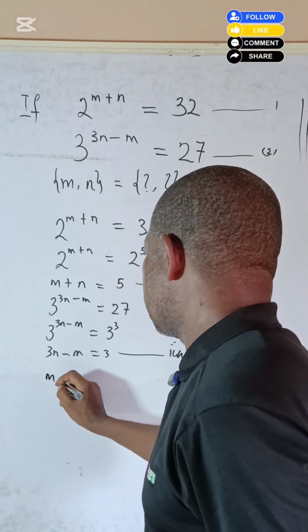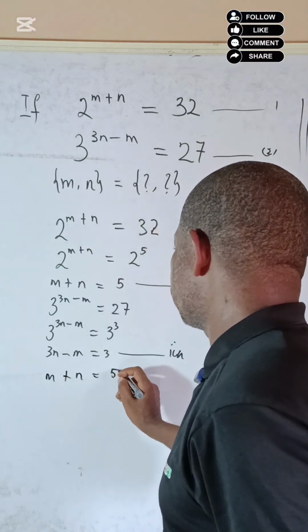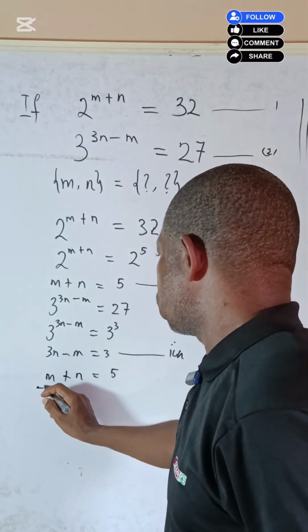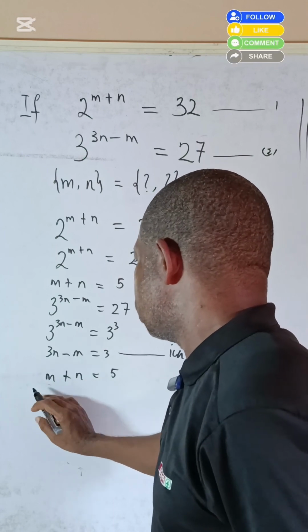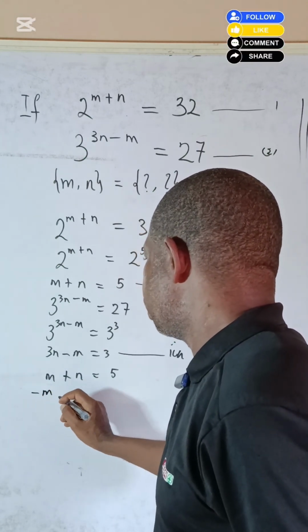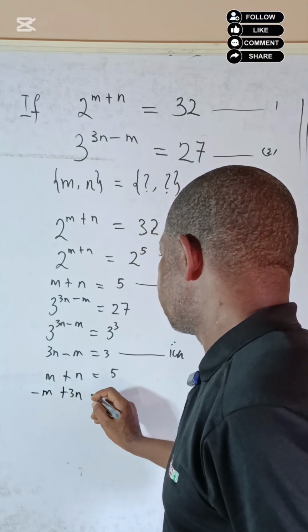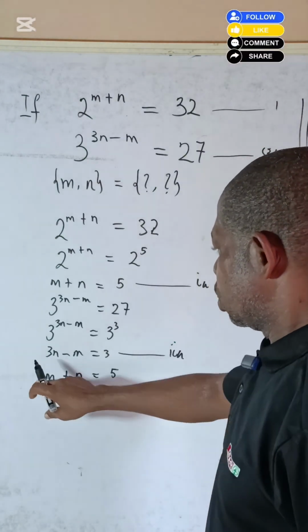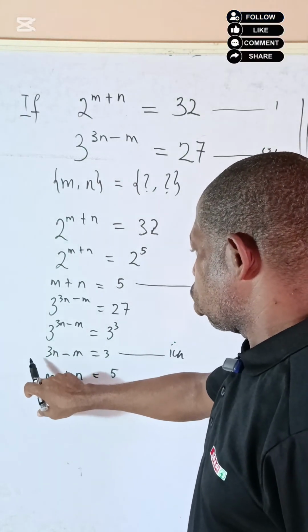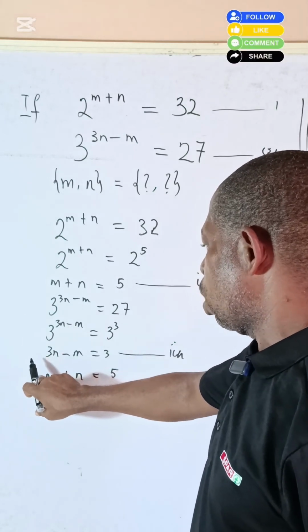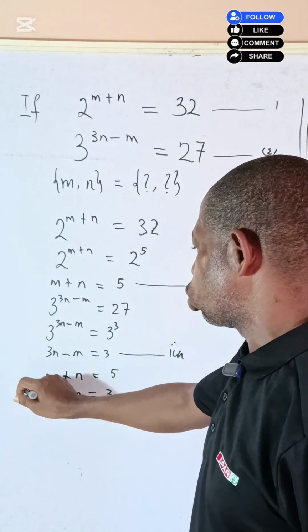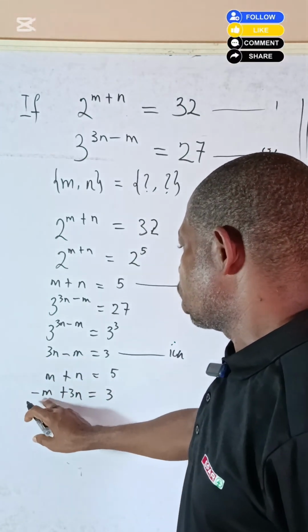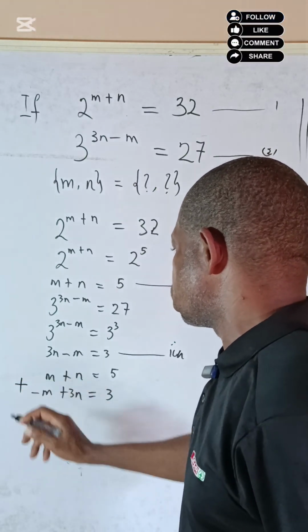So we have m plus n is equal to 5. And then let me quickly write this one for time's sake as minus m, because I want to use the elimination method, minus m plus 3n is equal to 3. Now, we have the coefficient of m here is 1 and here is minus 1. So if we add the two, because they have different signs, we are going to be able to eliminate m. So we add these two equations.